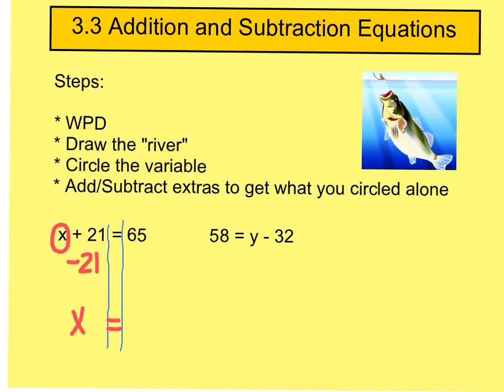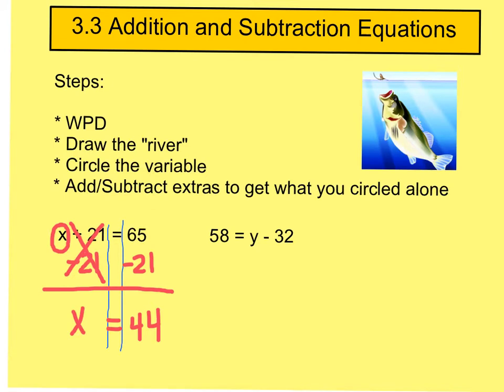And if you think about what I said about it being balanced, whatever we do to one side, we have to do the exact same thing to the other side of the equation, which means I'm also going to subtract 21. So our plus 21 and minus 21, those are opposites, so those cancel each other out. And on the right-hand side, we have 65 minus 21, which is 44. So x is equal to 44.